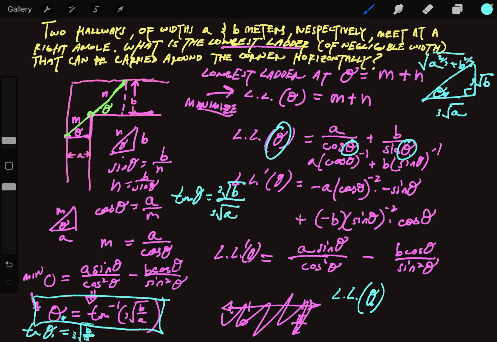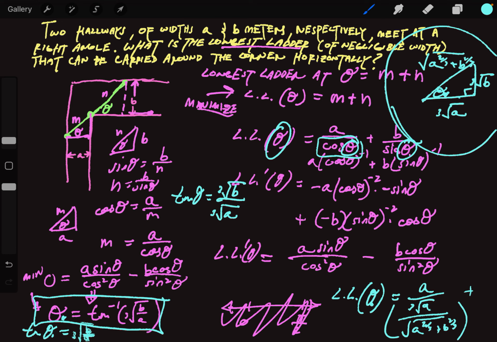So then what you have here is this, and then what is it going to be? Well, it's a over cosine of this theta value. So cosine of this theta value is the cube root of a over the square root of a to the 2/3 plus b to the 2/3. And you would do some algebra here, and so forth. You would use this triangle here, which would be the key thing. But this is the general idea.